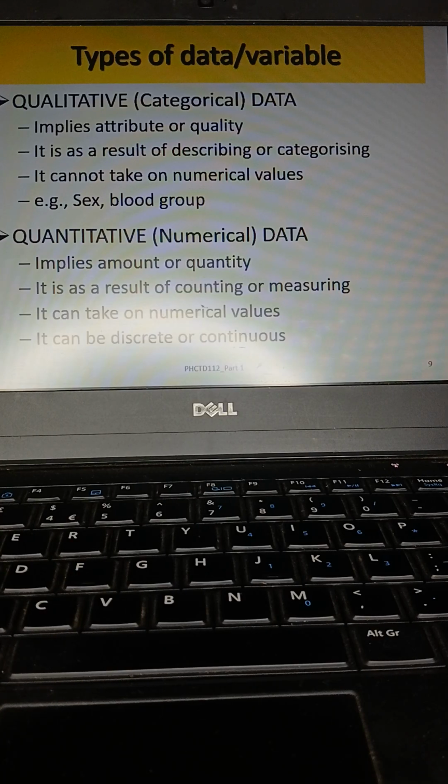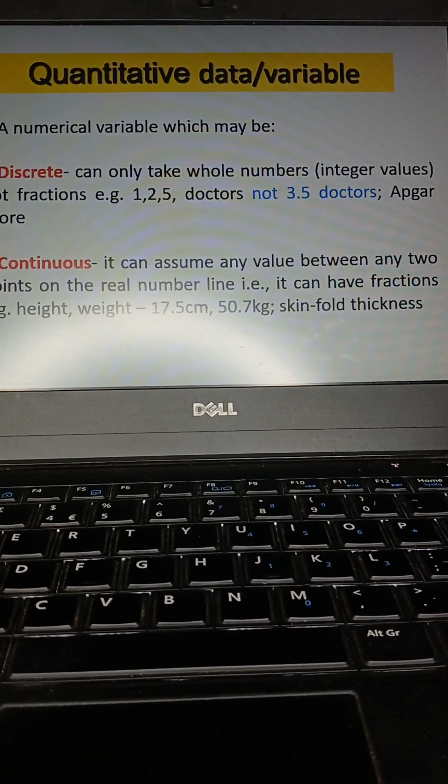Let's look at the other type of data, which is quantitative in nature. From the word quantity, that is numerical in nature, something that you can quantify. This implies amount or quantity. It is as a result of counting or measuring. Something you can quantify is something that you can count, something that you can measure, that is measurable. When you count something, it takes numerical values. When you measure something, it takes numerical values, and this can be discrete or continuous. What do we mean by discrete or continuous?